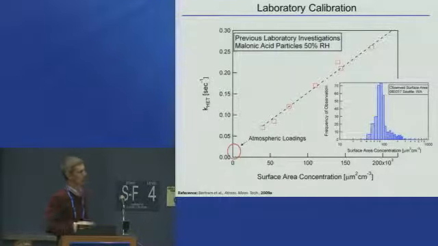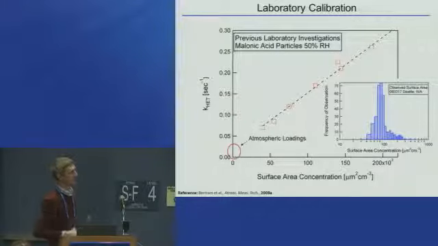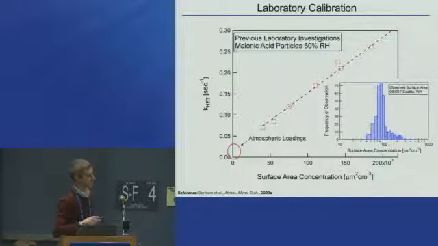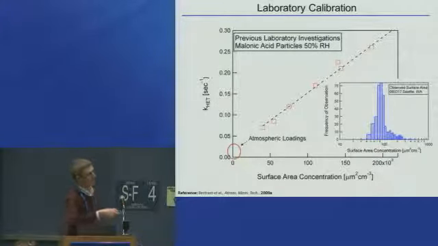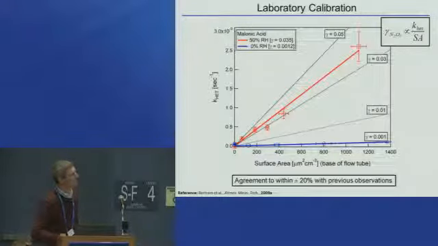So that's a challenge, and that's why you need this set of sensitive instrumentation to be able to look in this regime. We're dealing with about 100 microns squared per centimeter cubed, in a range around that. This is just from one data set in Seattle. And so the question is, does this work?